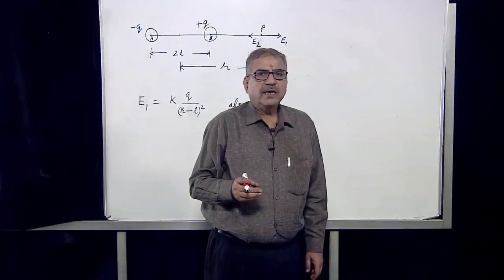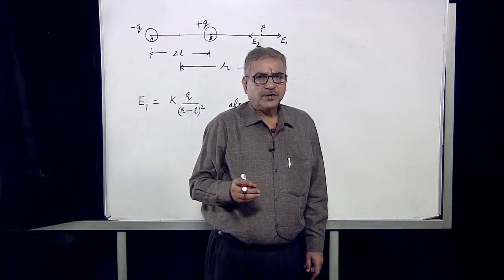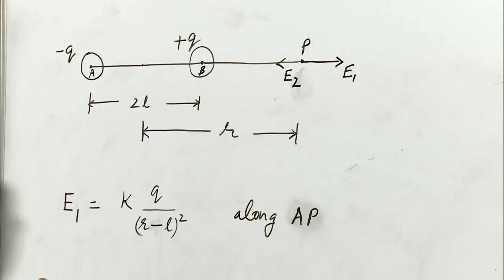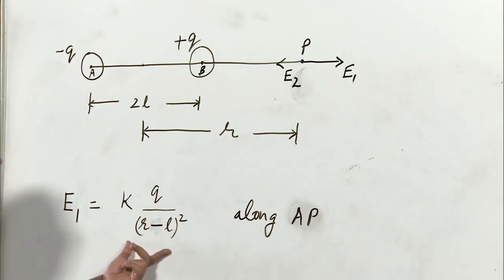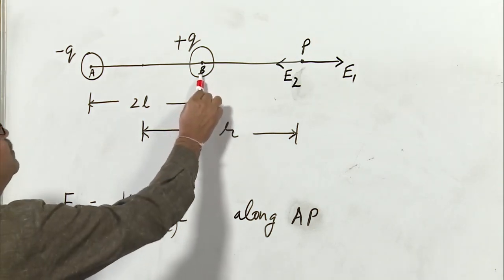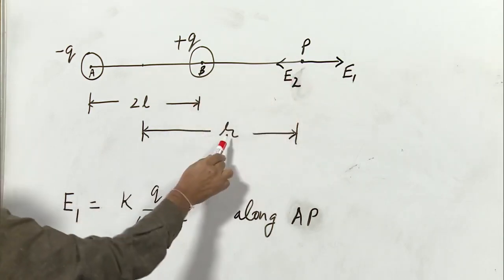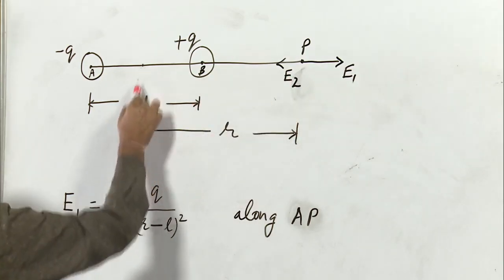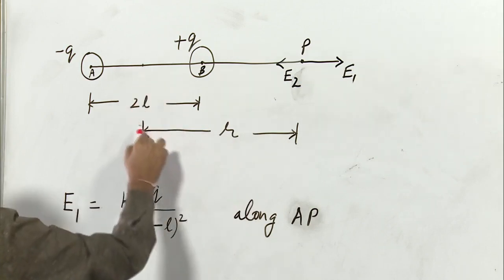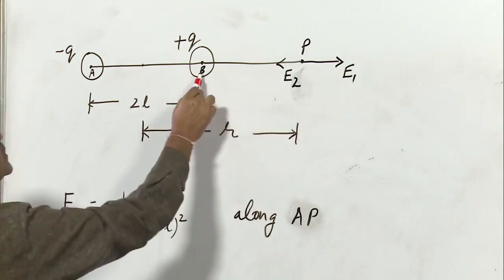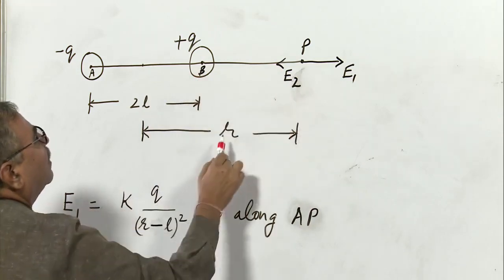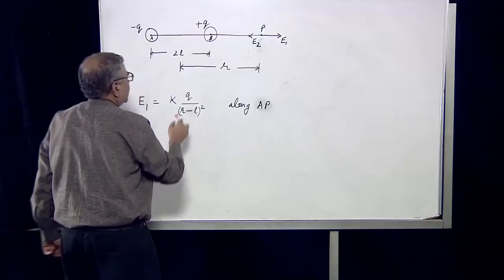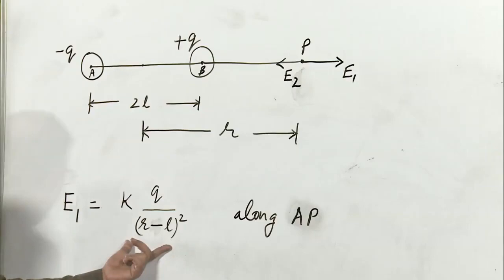Let us find out the electric field due to the positive charge at point P. Let it be E1, then E1 will be equal to K Q upon R minus L whole square. It will be along AP. Why is it R minus L? Because the distance between point B and point P is R. This distance is from the center. R is the distance from the center of the dipole to point P. So, the distance between point B and P will be R minus L. So, we have taken it here.